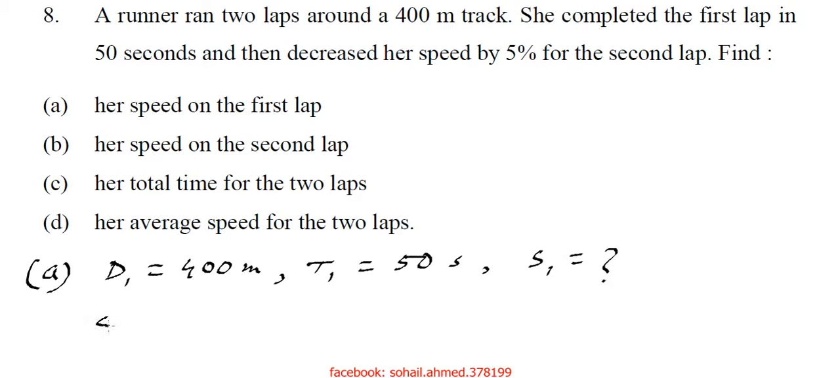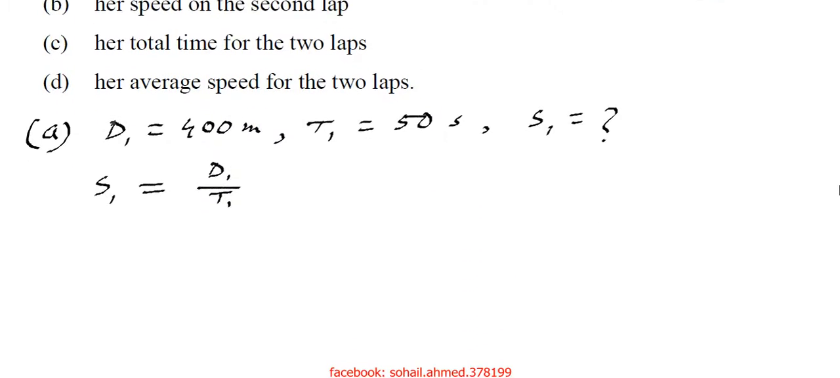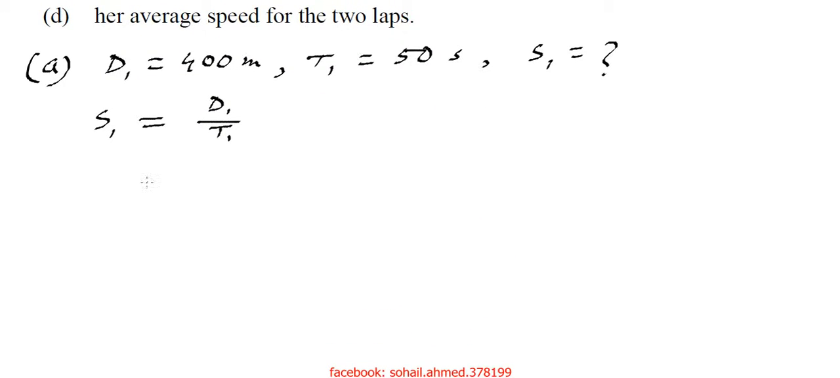Now the formula is speed equals distance by time. So we can put distance 400 meter and time 50 seconds. So it will be 8 meter per second.